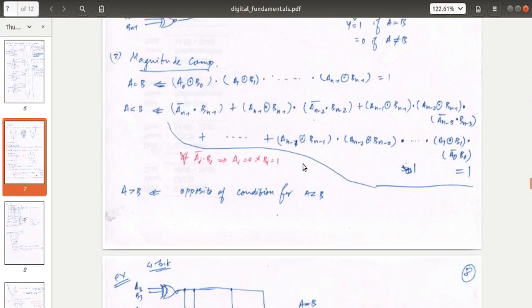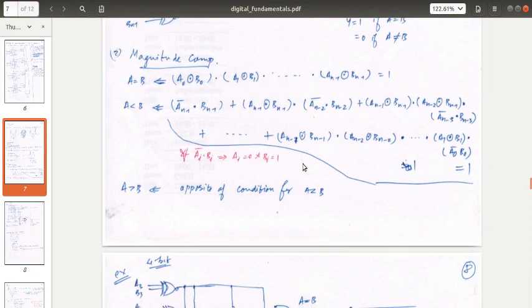So the second type of comparator is a magnitude comparator. In a magnitude comparator, we don't just want to know whether the two numbers are equal or not. We want to know which one is the larger one. So in this case, consider this equation for the case of A is less than B. Right. So what is the condition for A is less than B?